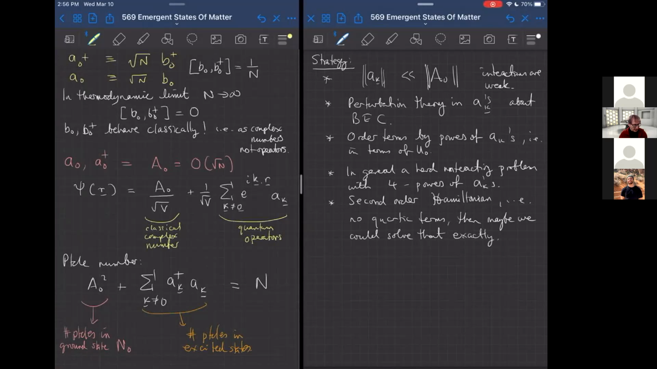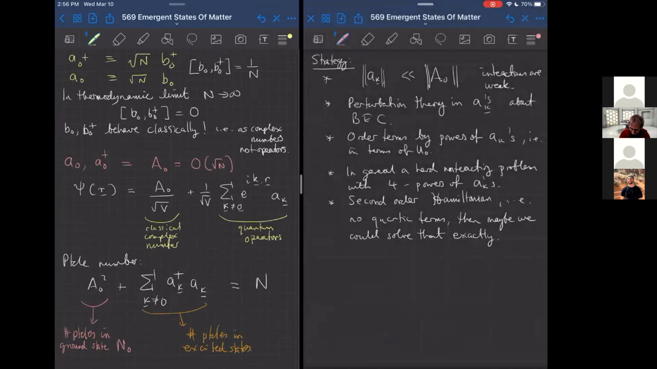That is kind of like saying, for those of you who know quantum field theory, if you have a field theory, you can write it down as a functional integral, and what you're trying to find is the best Gaussian approximation to the functional integral of a theory that describes the interacting theory. So if we had a second order Hamiltonian with no quartic terms, then maybe we could solve that exactly.